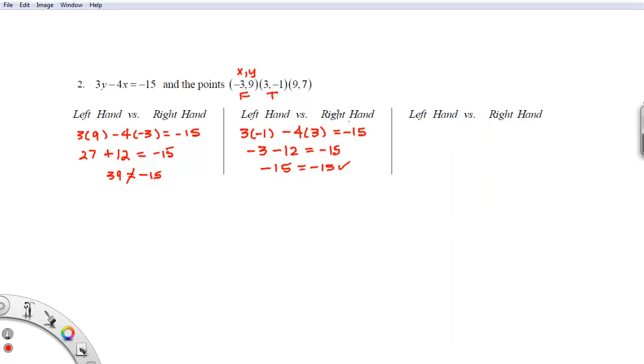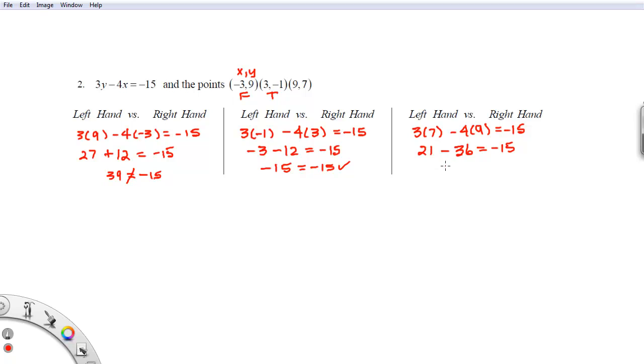Now for our last one over here, I have 9 and 7. X is 9, y is 7, so that would be 3 times 7 minus 4 times 9 equals a negative 15. So we have 3 times 7 is 21. 4 times 9 is 36, so that's a negative 36 equals a negative 15.